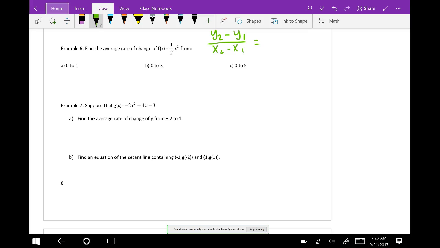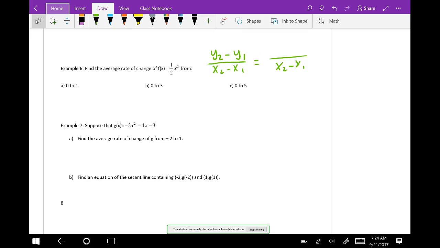In pre-calc, they go really, really fancy, right? They go, I'm still going to use x1 and x2, but what did they use for the y1 and y2? F of x subscript 2, yep, minus f of x subscript 1, okay? But when you calculate it, it's still the same thing. So part A, find the average rate of change of this curve from 0 to 1.